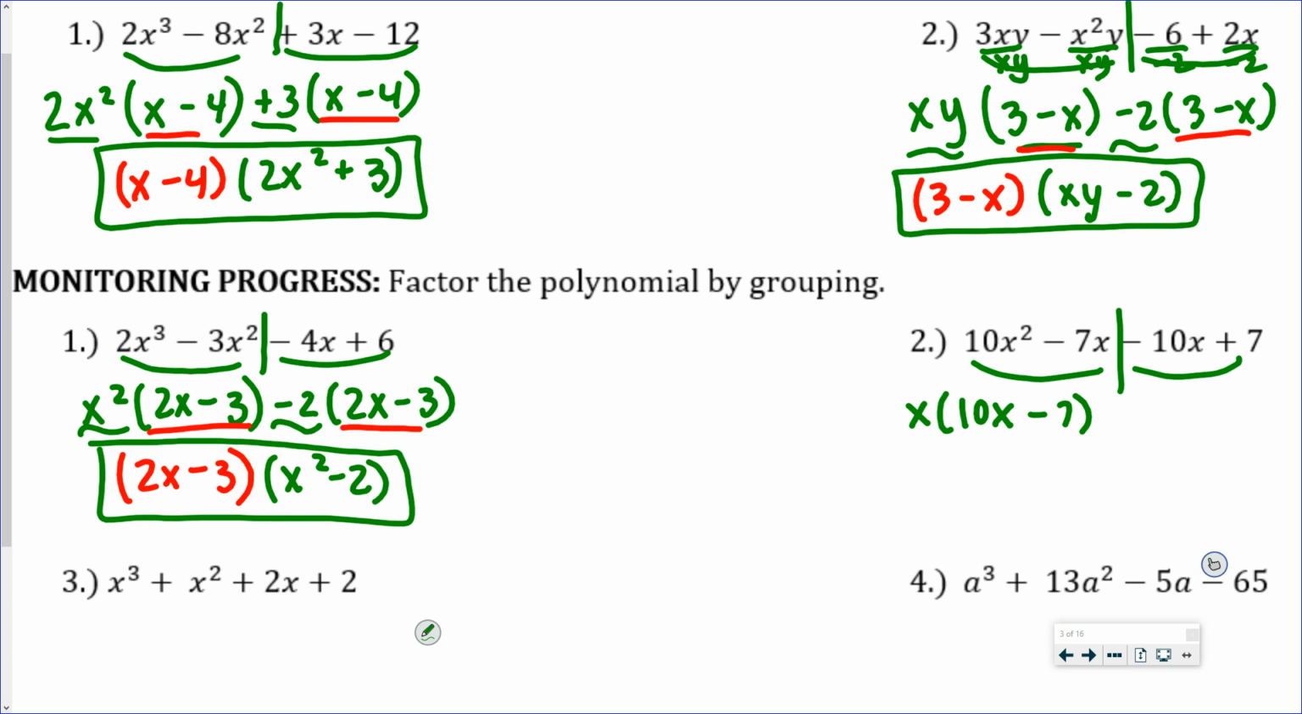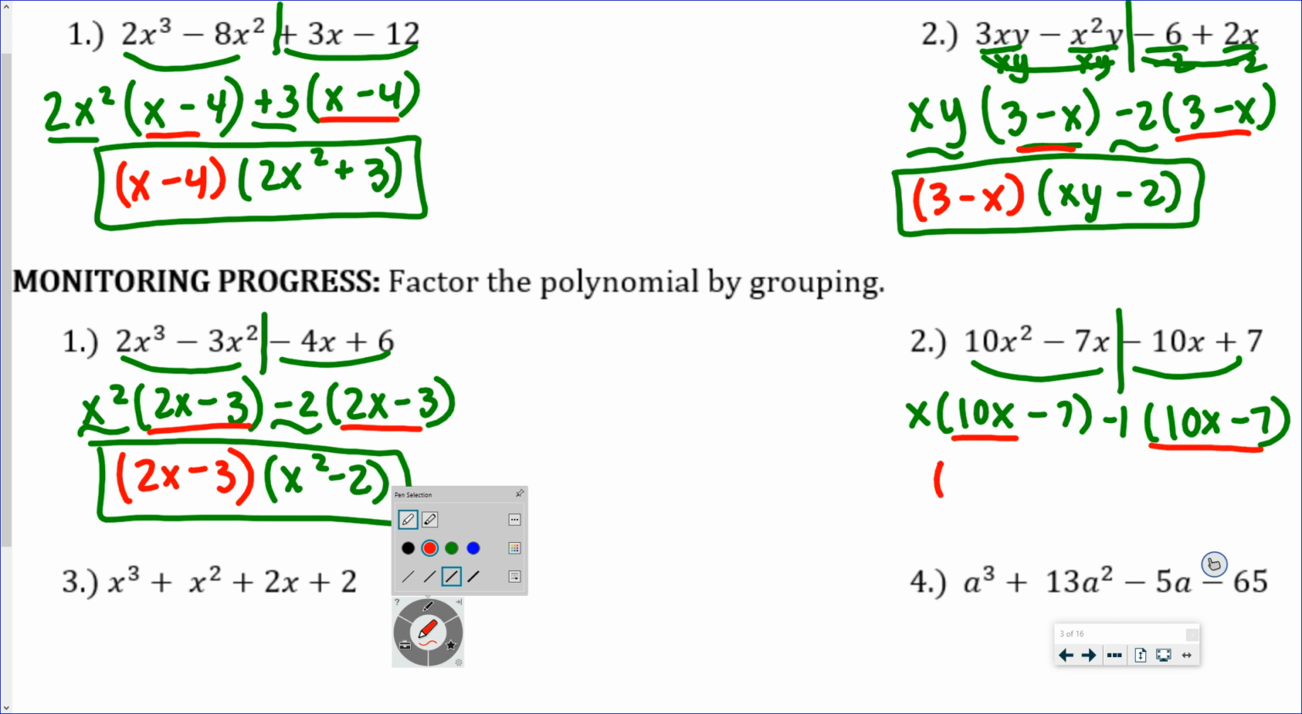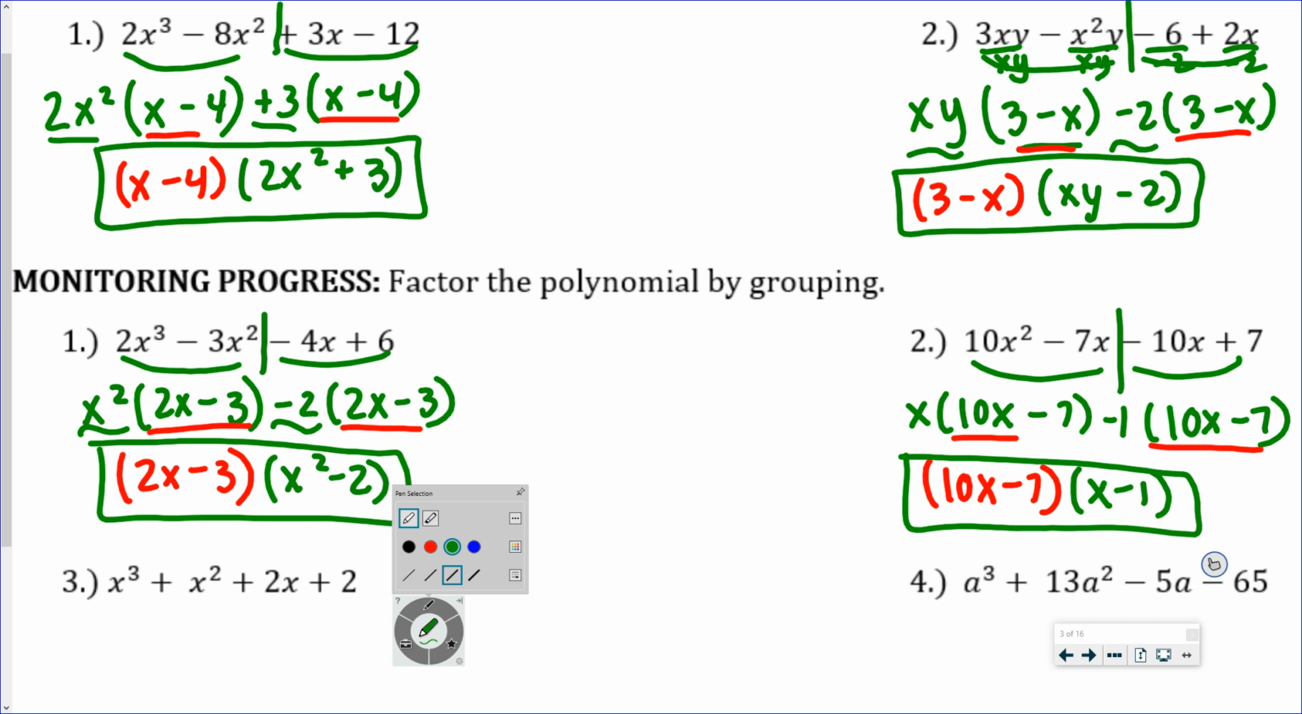And then I look at my second group, I'm like, that looks so close to 10x minus 7, but it's negative 10x plus 7. So did anyone recognize what we'd have to factor out there? -1. Yup. So you recognize that too, right? I did. Good job. A -1. And again, get in the habit of actually writing a -1 in front, because then when you go to write your two sets of factors, you know, obviously one factor is 10x minus 7. The other factor would then be x minus 1. Okay, good.